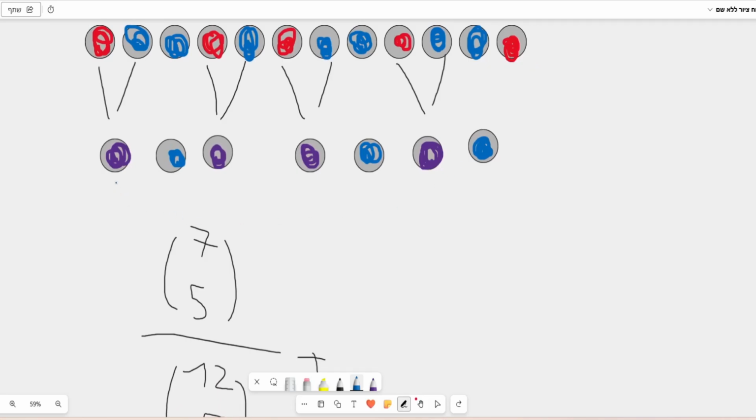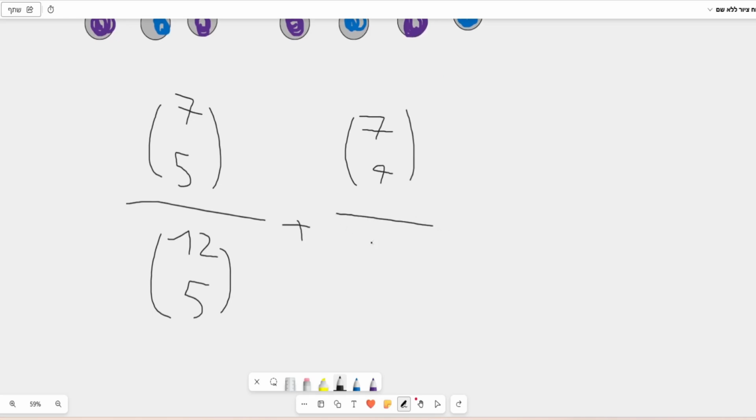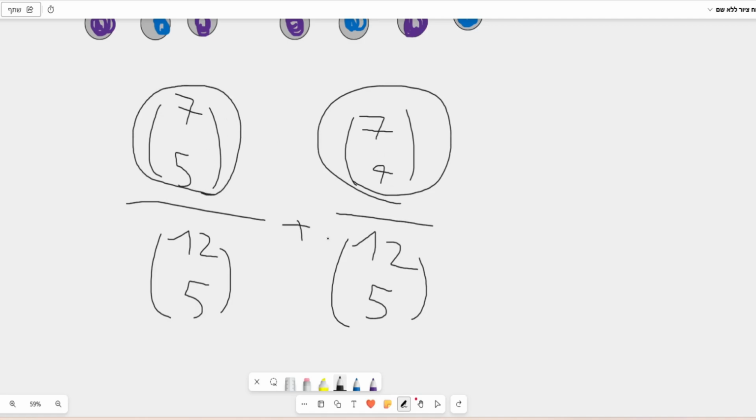So here I have still 1, 2, 3, 4, 5, 6, 7 different spots, but this time I only have 4 different sets. So this is going to be 7 choose 4, and again over 12 choose 5 different arrangements. I think a more accurate way to do it is to say that first of all I have this number of possibilities plus this number of possibilities, and then this is all over 12 choose 5, but this is the same.